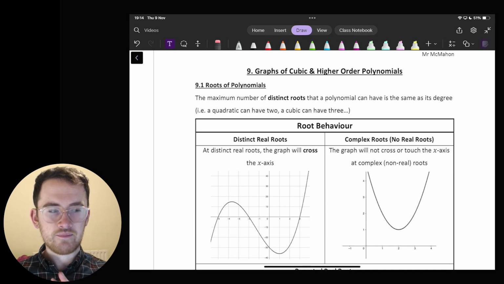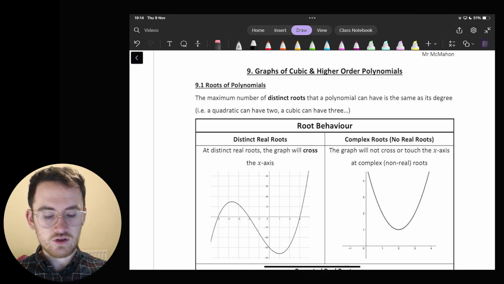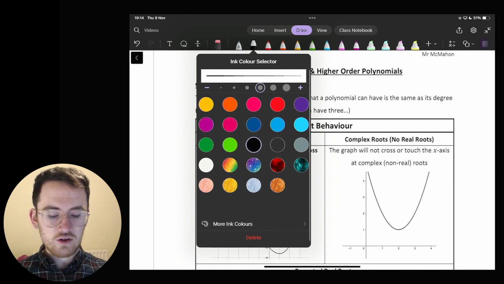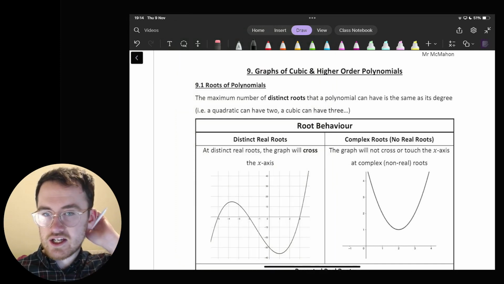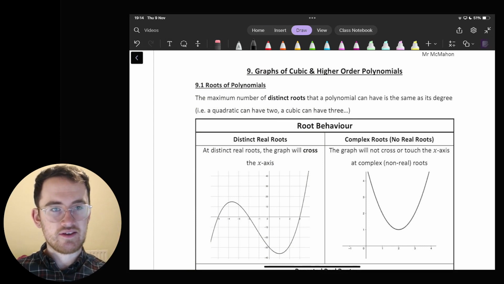We're going to be looking at what the roots tell me about the shape of my graph, and what they tell me about if I was sketching my graph, how can I know what my graph's going to look like, and how can I work this out from the equation I'm given or from the information that I'm given.